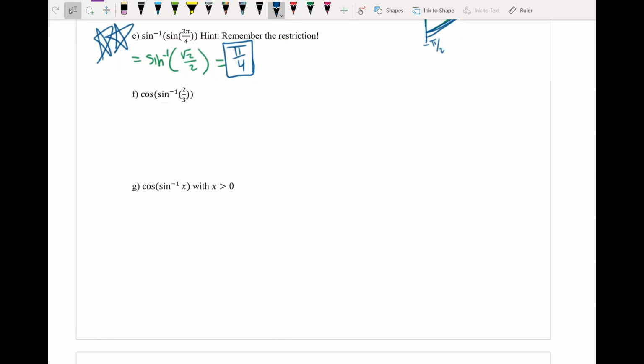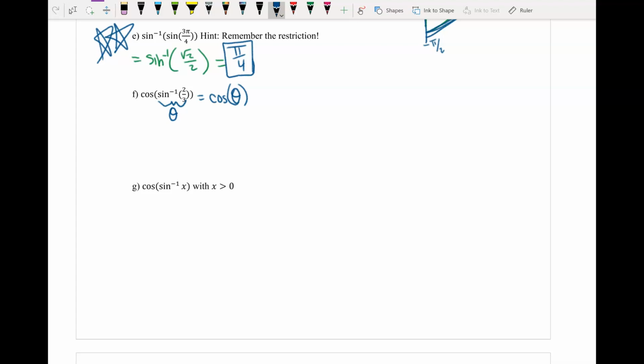So we're going to set this inside part equal to theta. Because this is just going to be an angle, the sine inverse of a number is just going to give you the angle. So basically we want to find what is the cosine of theta. So rewriting this as cosine of theta will give me the answer.